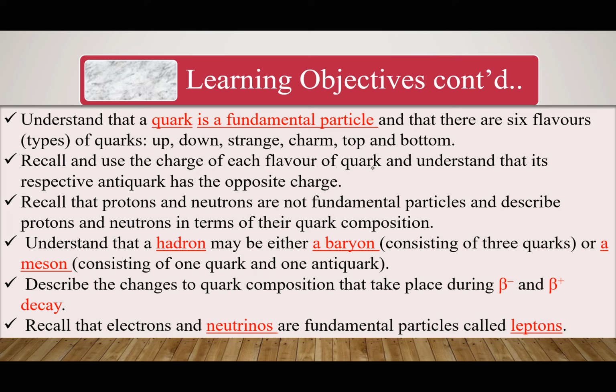We shall understand that a hadron may be either a baryon consisting of 3 quarks or a meson consisting of 1 quark and 1 antiquark. We shall describe the changes to quark composition that take place during beta minus and beta plus decay. And finally, we shall be able to recall that electrons and neutrinos are fundamental particles called leptons.